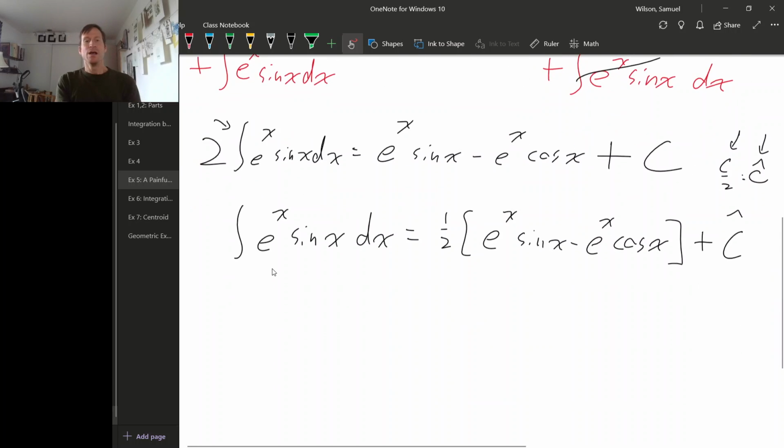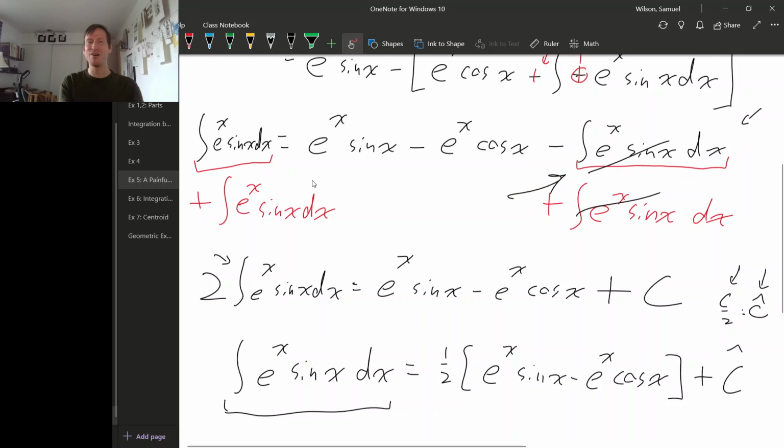So here we were able to get this tricky indefinite integral by using integration by parts twice, which gave us an equation that we could then solve for our unknown integral. You can find the integral of e to the x cosine x using the same trick, but I'll leave that as an exercise.